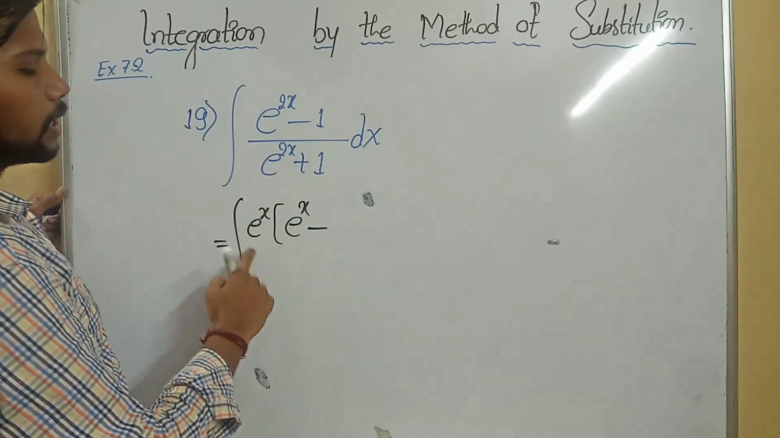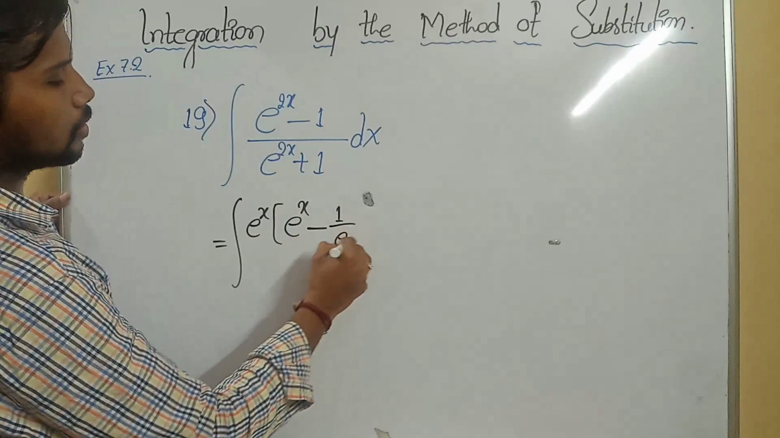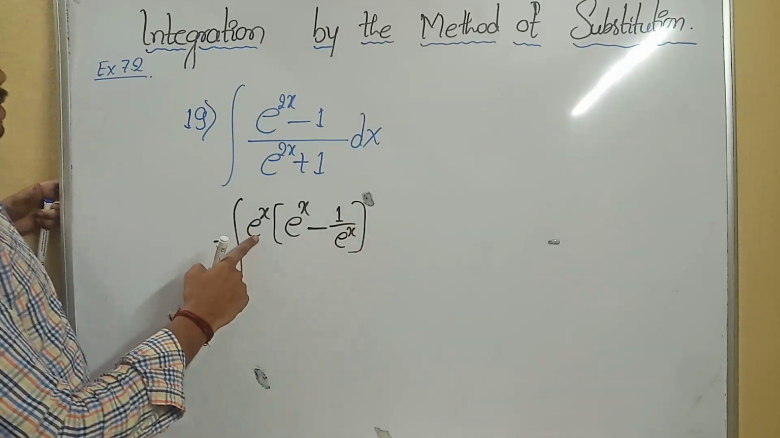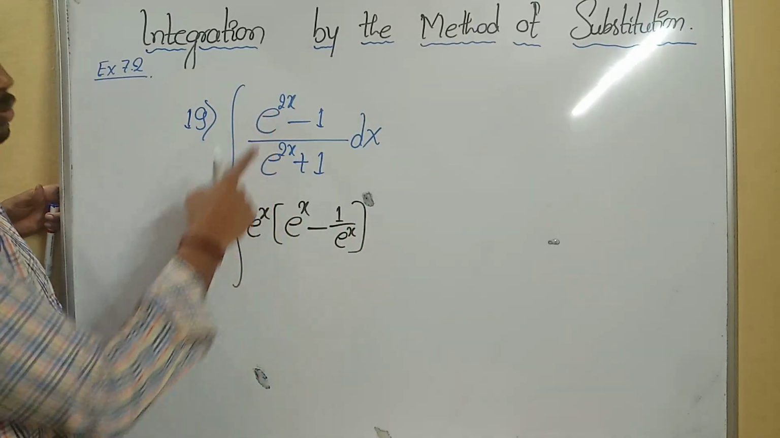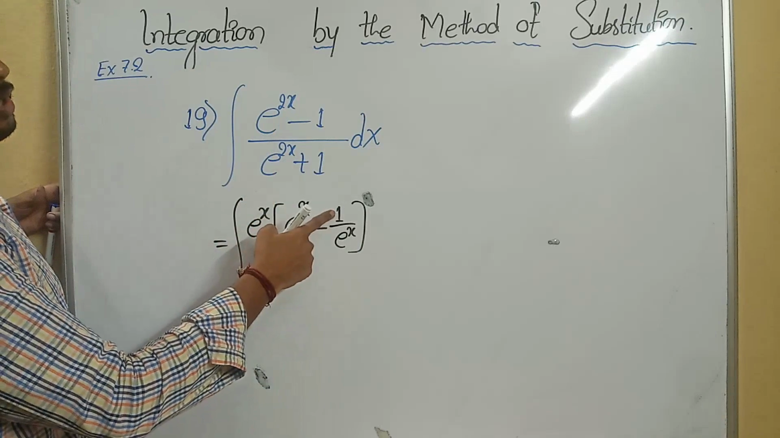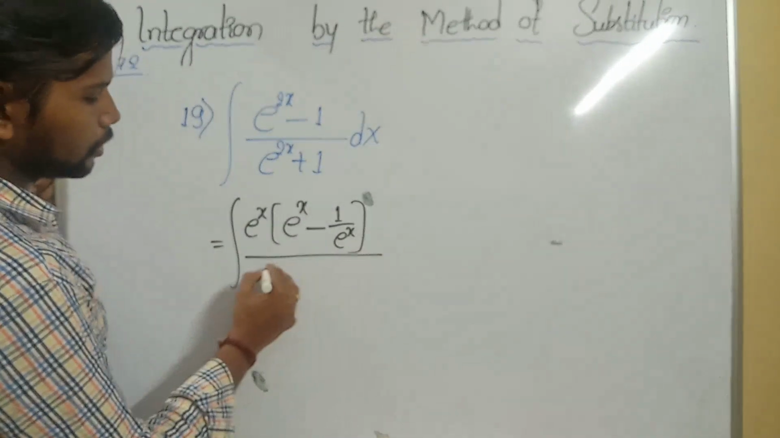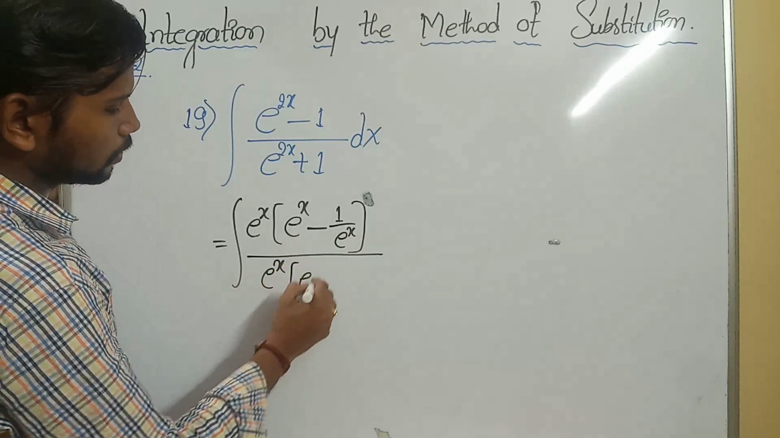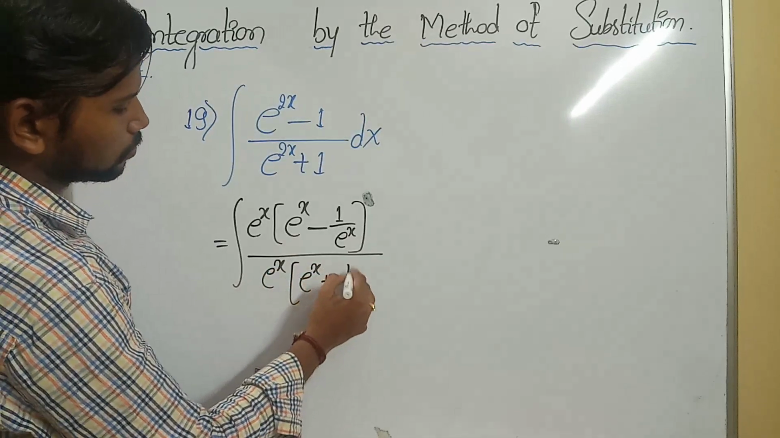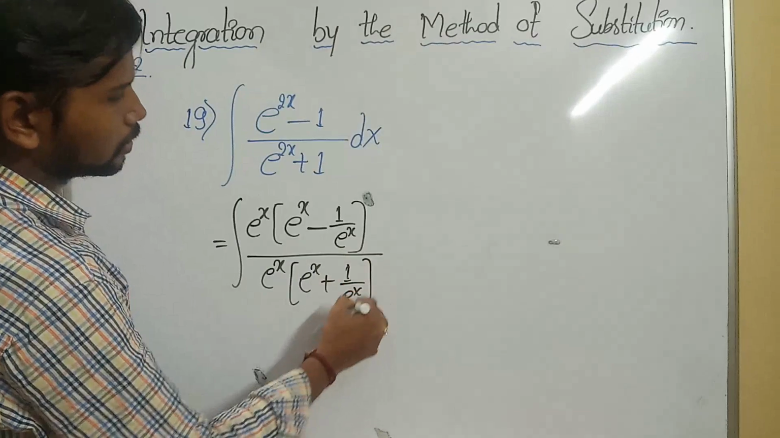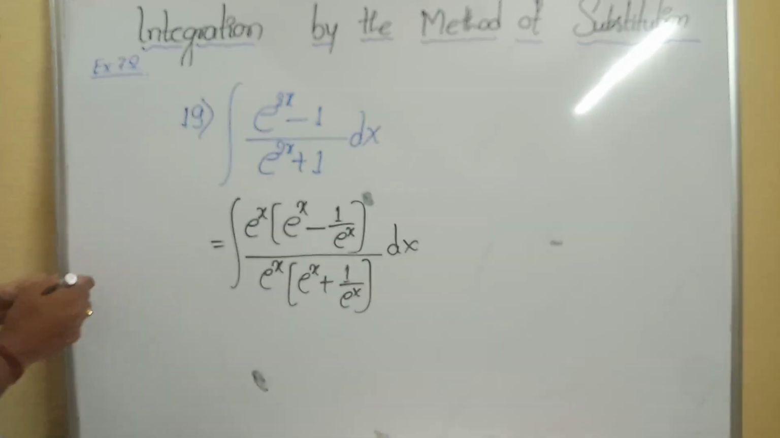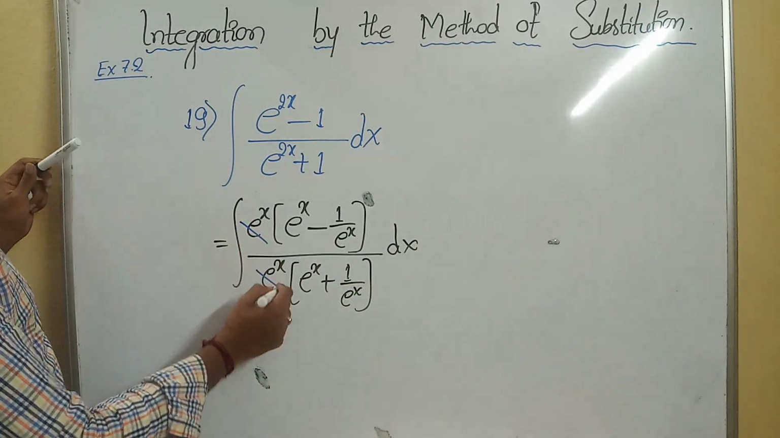From 1, how to take e raised to x as a common? That is 1 divided by e raised to x. E raised to x into e raised to x, e raised to 2x. E raised to x into 1 is e raised to x divided by e raised to x. Both cancel, we got 1. Got it? In the denominator also, e raised to x taken common. E raised to x plus 1 divided by e to the power x into dx. Got it? E to the power x cancelled.